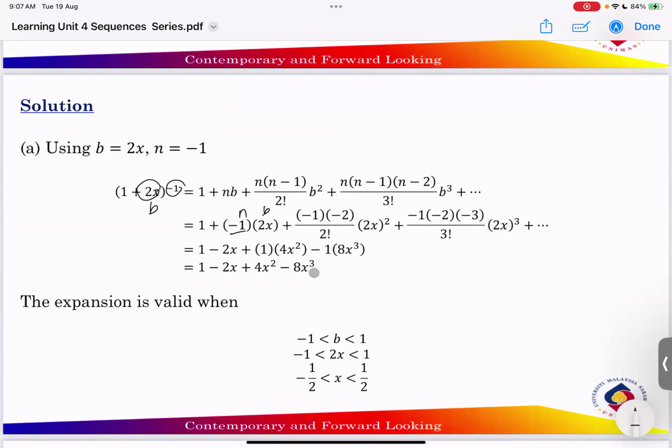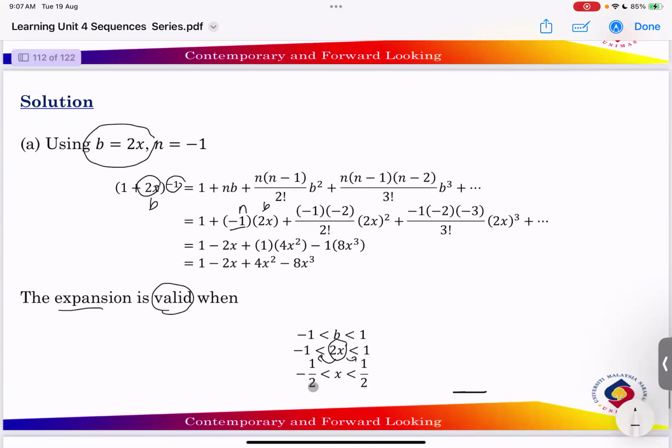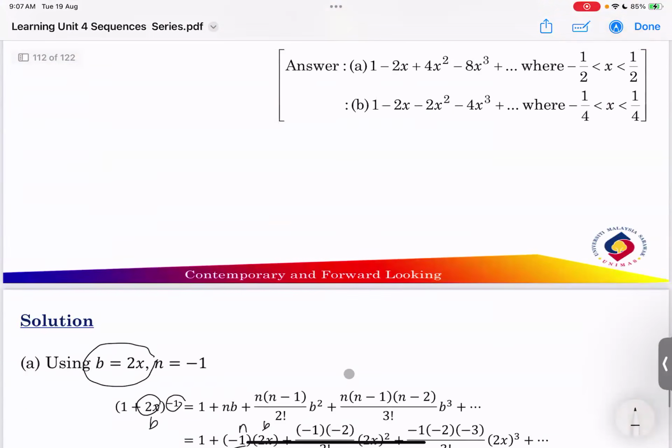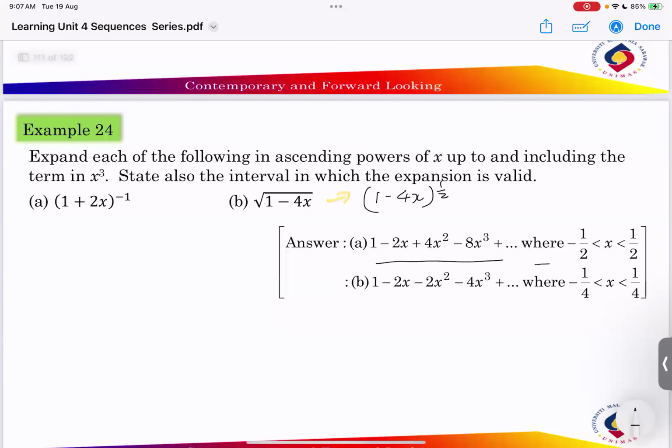Apart from this, we also need to show the expansion is valid. You take the b here and bring it here. b is equal to 2x. Once this moves here, we take both sides, or we can say equalize it. It will become negative 1 over 2 less than x less than 1 over 2. So this is valid if and only if x is in this range. You must write your answer like this.